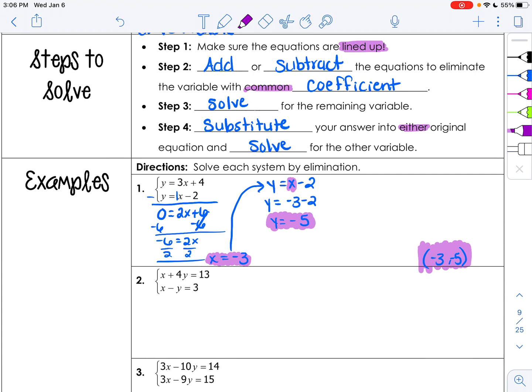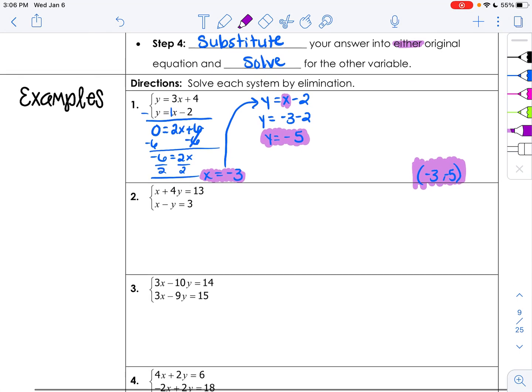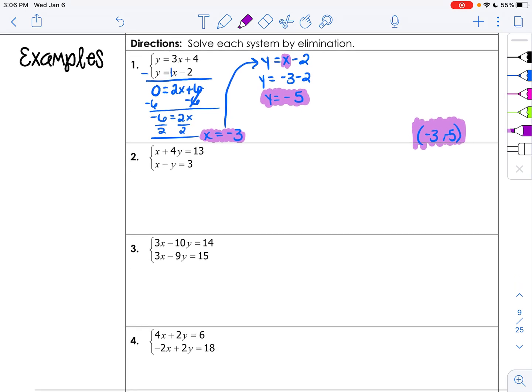Let's take a look at number 2. My first step is to make sure everything is lined up. I have my x values lined up. I have my y values lined up, even though they're different. And I have my constants lined up, even though they're different.